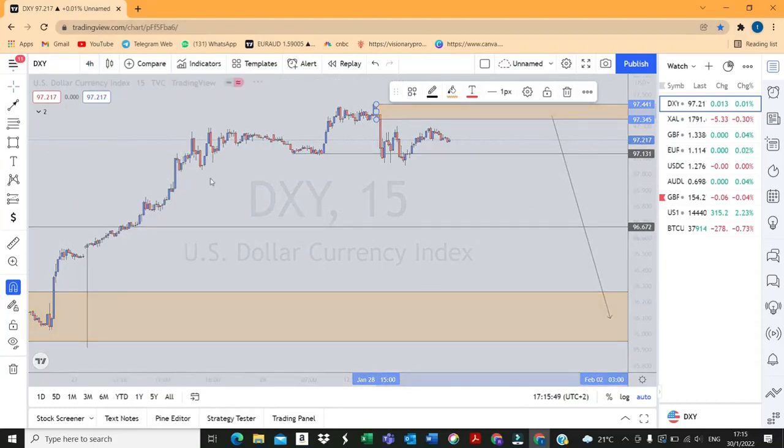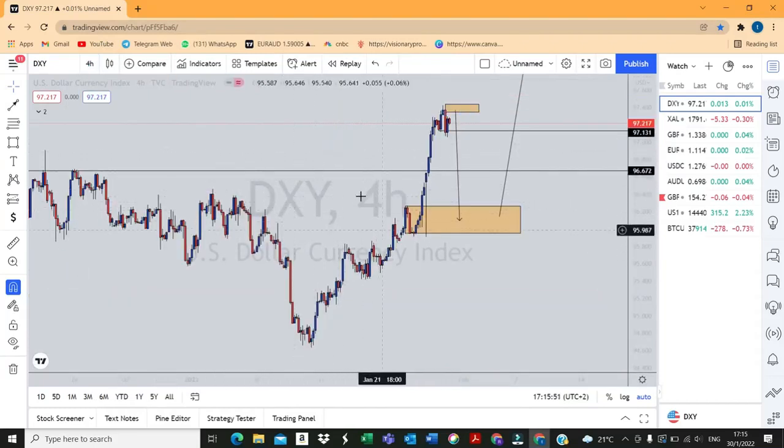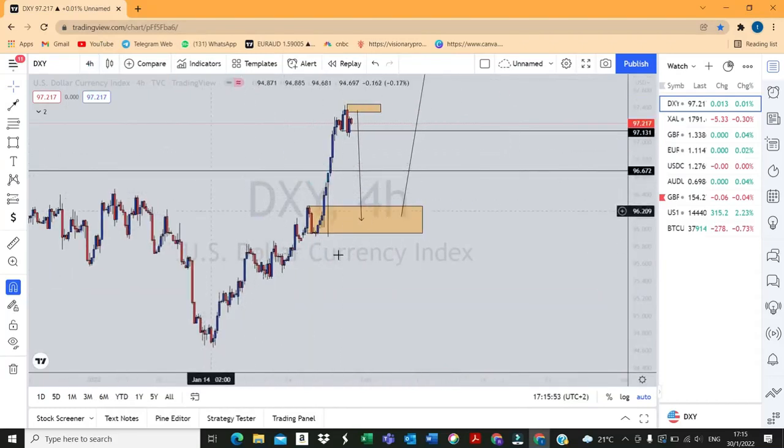So let's go back straight to our H4 time frame and look at the setup or the structure. So this is what we are looking at, DXY. We expect a corrective move all the way to the 96.25 zone before we get the good bulls.